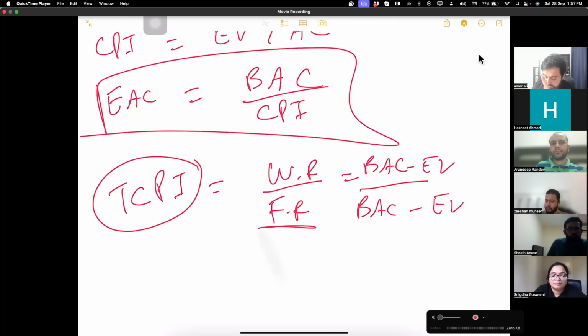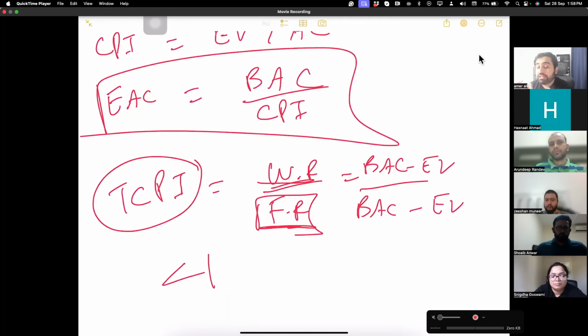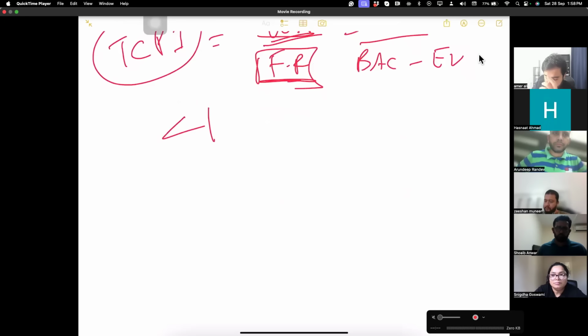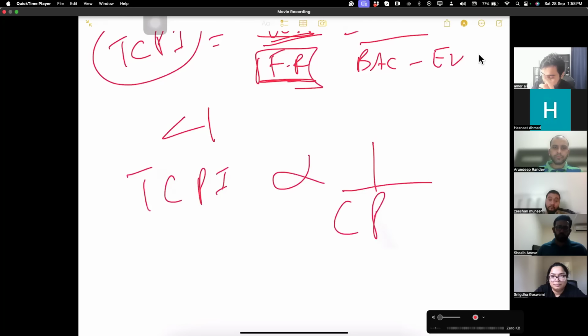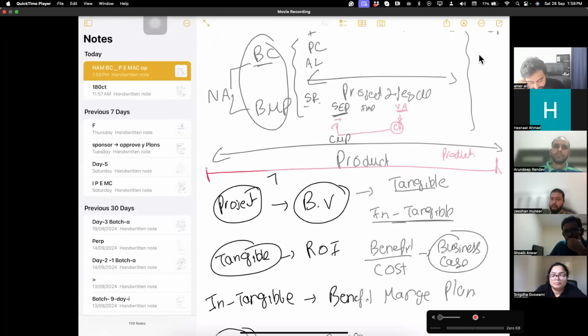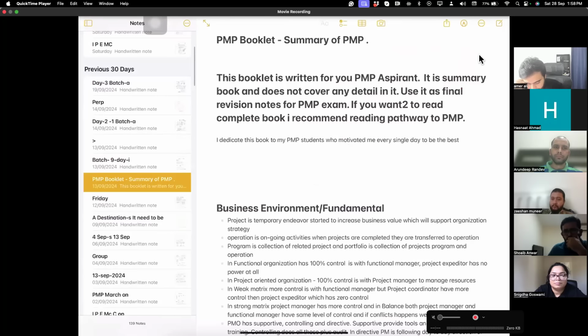TCPI is funding is downside, work is upside. So less than 1 means I have more money and less work, which is a good thing. I like to say TCPI is the reverse of CPI. CPI greater than 1 is a good thing. TCPI less than 1 is a good thing. Inverse relationship. So that's your scope, schedule, and cost.